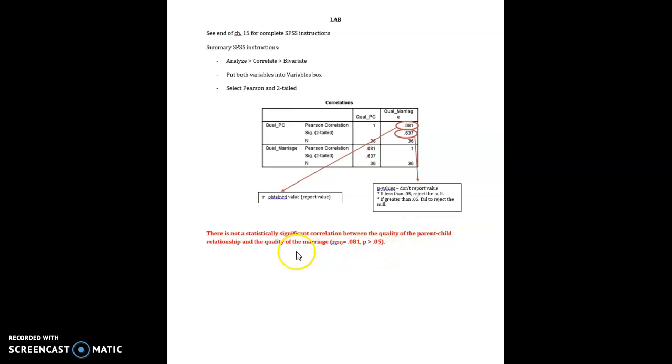I've just added what your final conclusion sentence should be at the very bottom here. Because the p-value is greater than 0.05, we would conclude that there is not a statistically significant correlation between the quality of the parent-child relationship and the quality of the marriage. We include at the end that we used the R statistic. In the subscript, we include the degrees of freedom, which is 34. Report the actual R value, and because there's not a statistically significant relationship, our P is greater than 0.05.